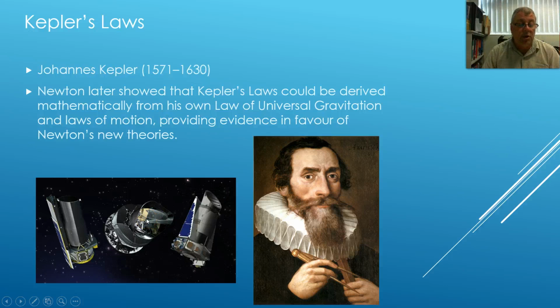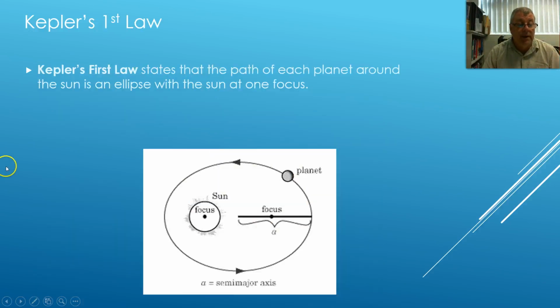It was imaging planets around stars, and it found thousands of them. Now, Kepler's first law states that the path of each planet around the Sun is an ellipse, with the Sun at one focus. Now, we've been lying to you.